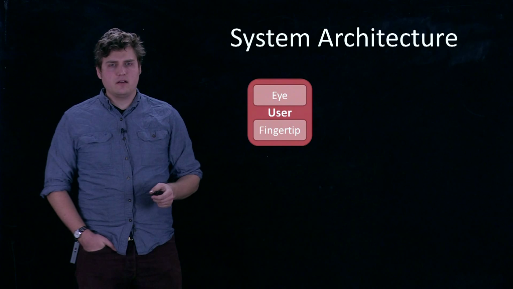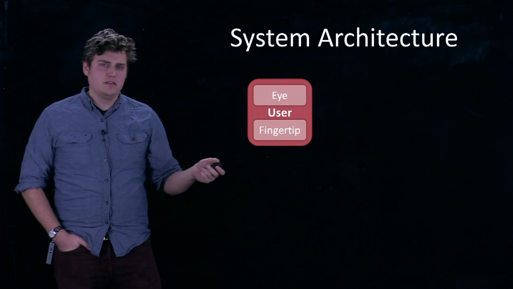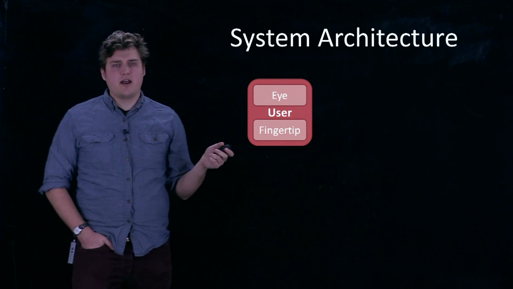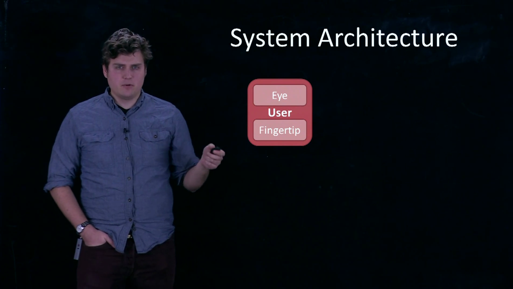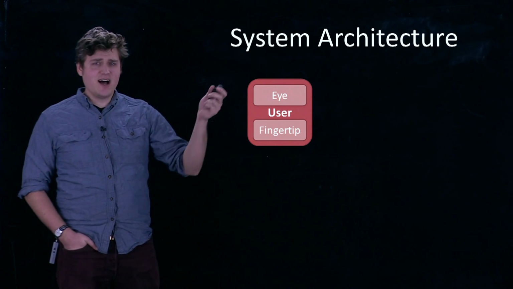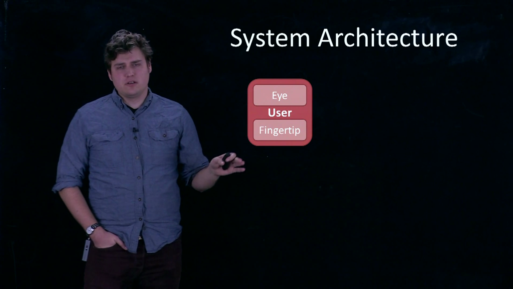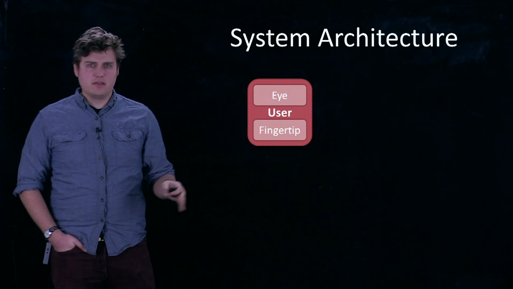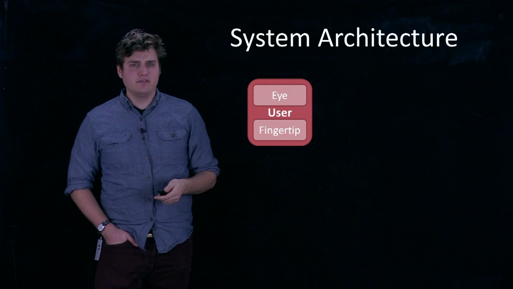So the model kind of begins here with the user. The user has two main channels that they're interacting with the phone or tablet or whatever it is: the eye and the fingertip. Now, surely you could add on sound and a bunch of other things, but just for now, we're going to stick with the eye and fingertip.